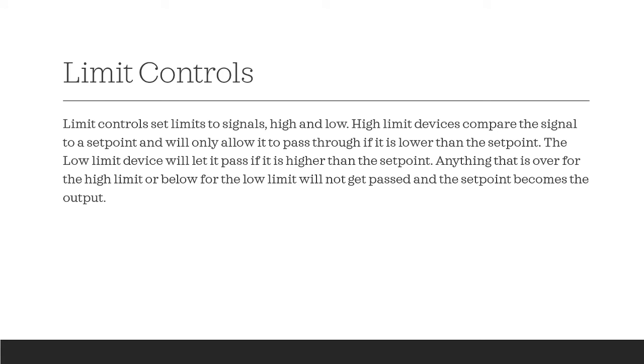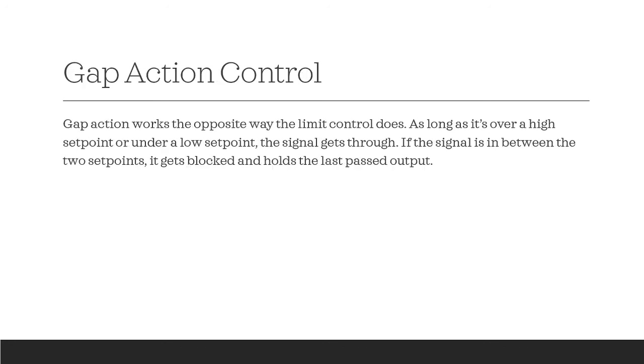Limit controls. Limit controls set the limits to signals, high and low. So basically, they both have a set point. High limit devices compare the signal to a set point, and if the signal is lower than the set point, it'll pass it through. If it's higher, it will not allow it. It will just output the set point. Low limit devices will let the signal pass if it is higher than the set point, but anything that is lower than the set point will not get passed. It will just output the set point.